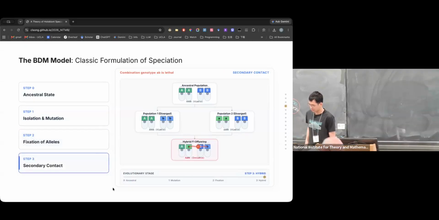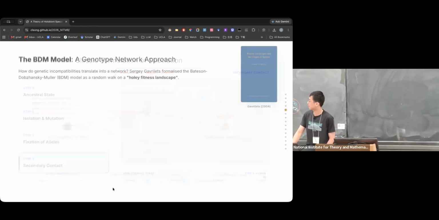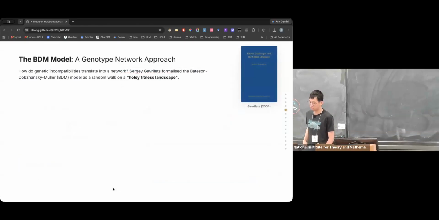Once they come into contact again and hybridize, the offspring carry the new genotype, little a and little b, and this becomes lethal. So this is a classical example of how reproductive isolation can happen without either of these mutations being lethal during the process. While the classical BDM model is like this, it's not the easiest way to work with mathematically. So here we could use a framework introduced by Sergey, which reformalizes the BDM model as a random walk on a holey fitness landscape.